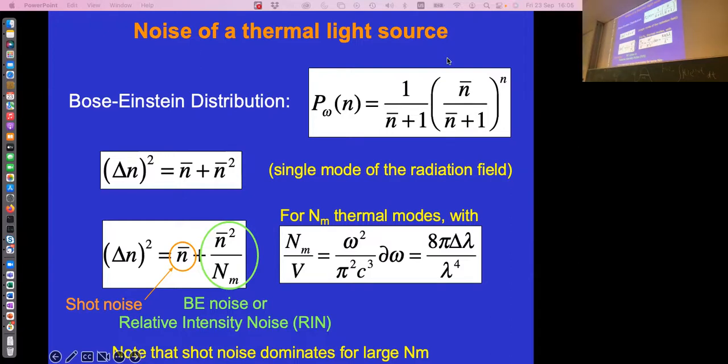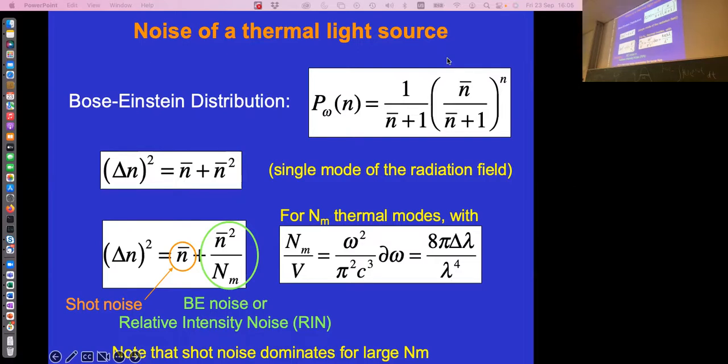Very good. Reading ahead. So this is the shot noise. What we see is that next to the shot noise, there's an additional noise term coming out of this Bose-Einstein distribution for light. As you can see, this term is proportional to the intensity, and that was what I said for shot noise, that the variance is proportional to the intensity itself. But here I have a term that goes with the square of the intensity.